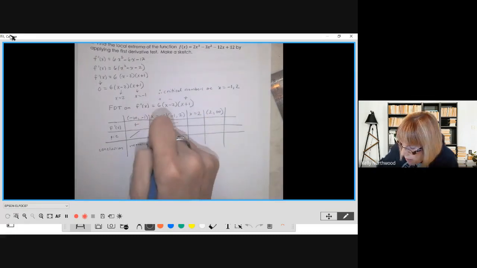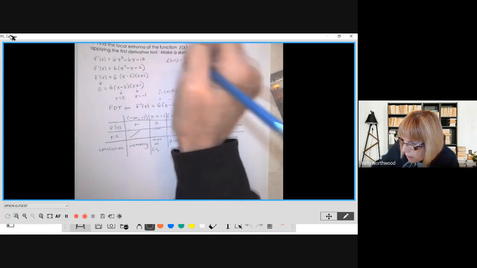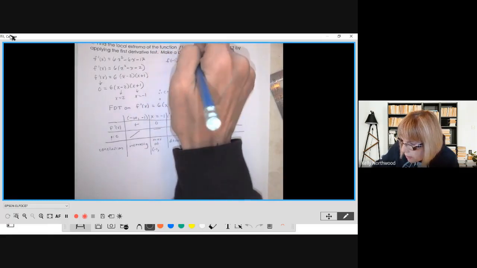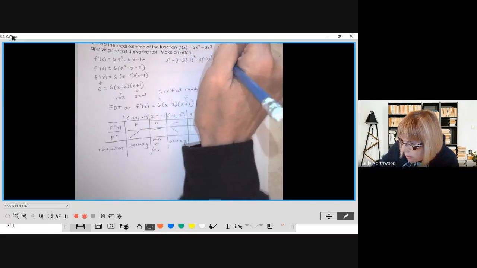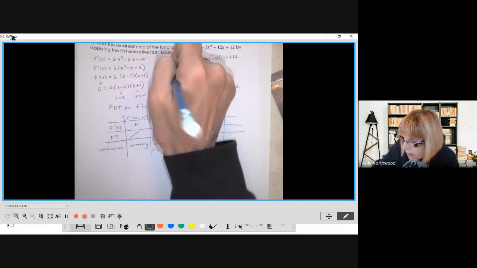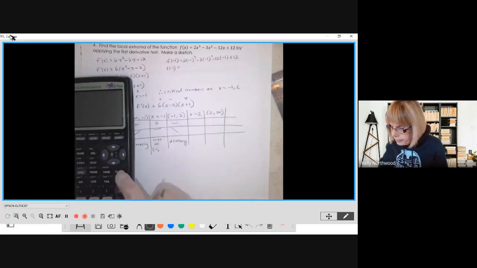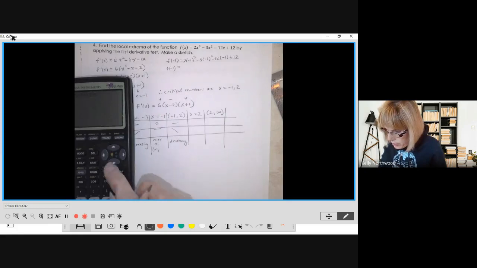So I would have a max then at -1, and then f at -1. So it's going to be -2 -3 plus 12 plus 12. 19.